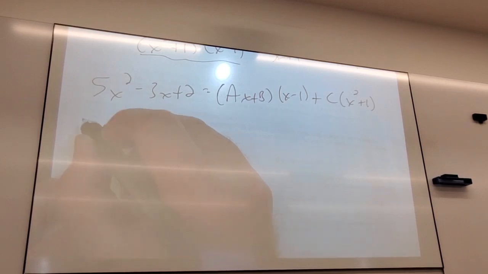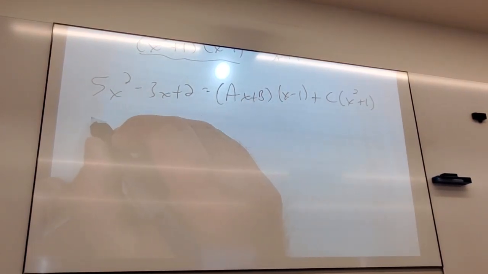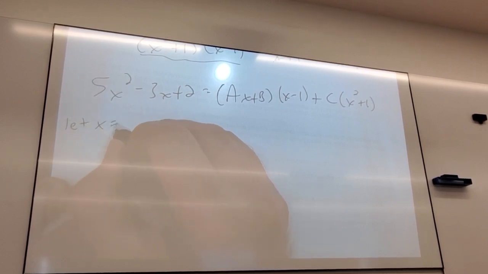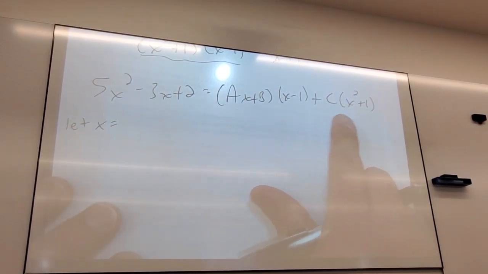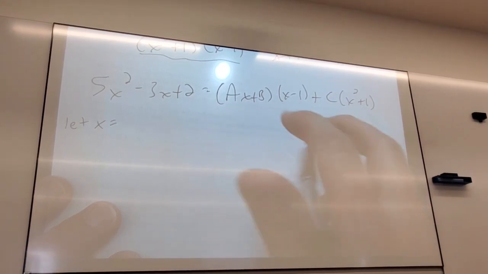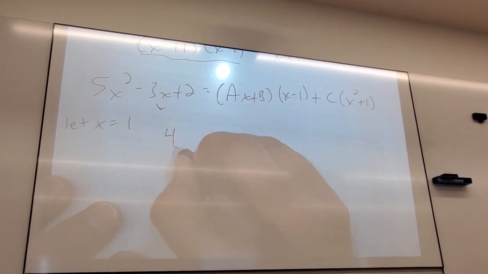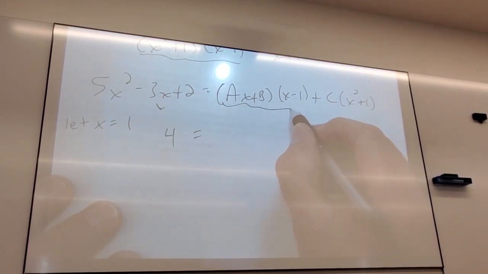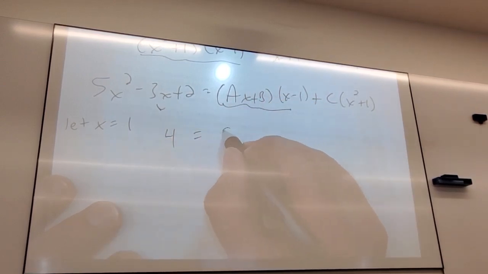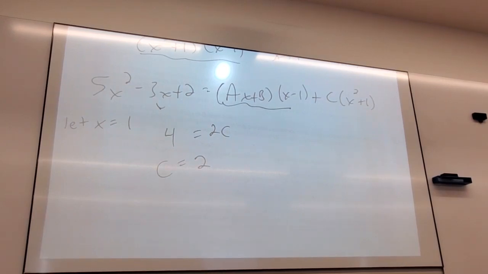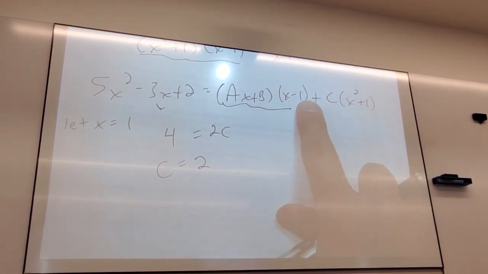Just to remind you, there's one little trick you can do to cut down on some of the work. What would you let x equal? What would be a really cool value for x? 1. If x is 1, I get 5 minus 3 plus 2, which is 4. This is 0, yes? If x is 1, this is 0. So then I get c times 1 plus 1, 2. So I know c is 2. See, that's nice. Hell yeah, I do that anytime I can.